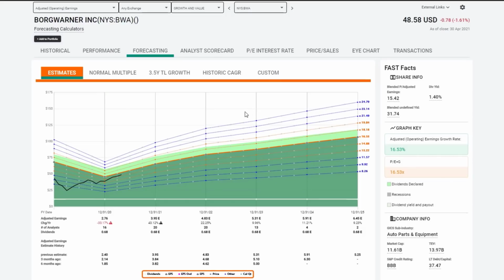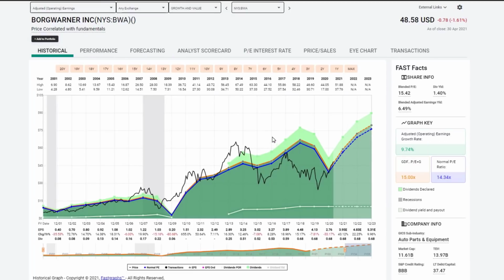And I don't have these in any particular order. My next one would be BorgWarner. Now, BorgWarner is a little bit cyclical. Of course, it's auto parts and equipment. You've seen their products, I'm sure, in auto parts stores, etc. I do want you to note that the historical growth rate of this company has been about 9.74.